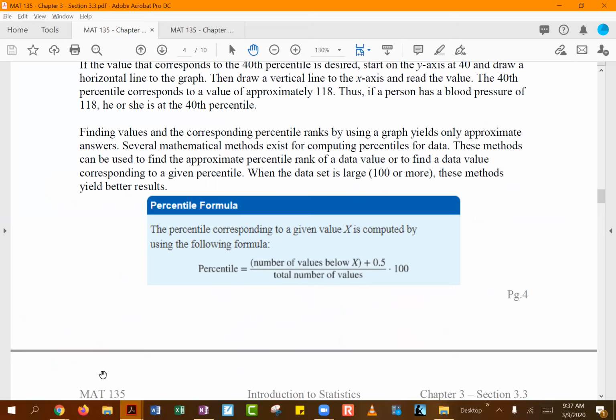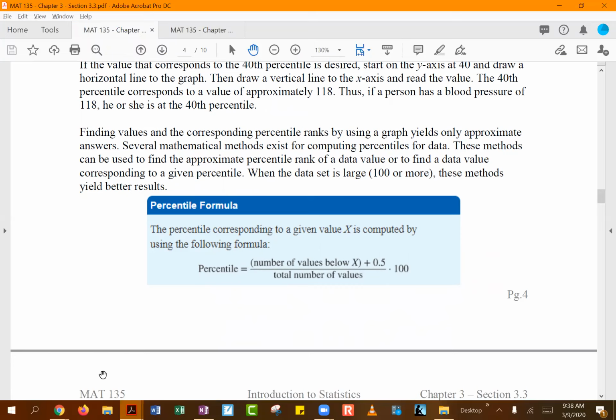So this is kind of what we saw, as tedious as that example went. You only get approximate values when you are using the percentile graph. So of course we want to try and use something more concrete, and that's where we get these mathematical methods they're talking about. They can be used to find the approximate percentile rank of a data value, or to find a data value that would be corresponding to the percentile. But obviously you're going to have a little bit better approximation when you're using a method as opposed to just looking at the graph to come up with that.